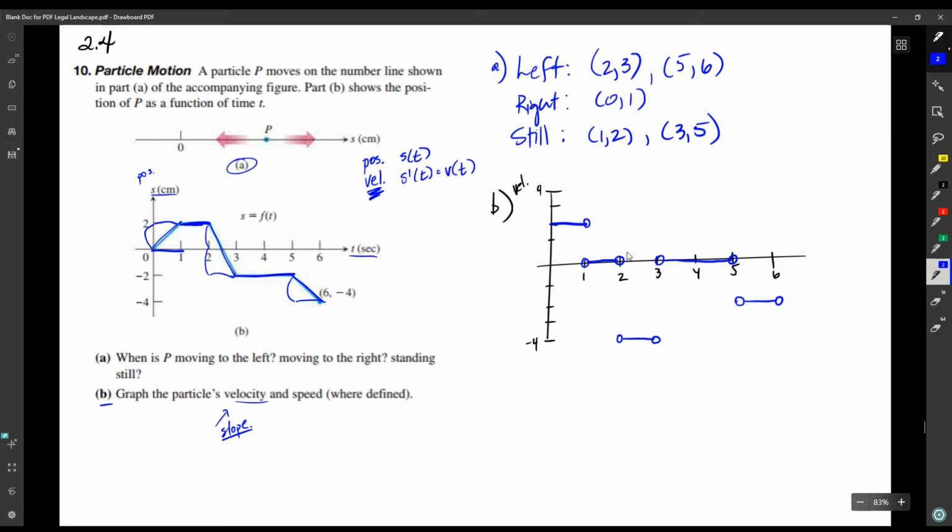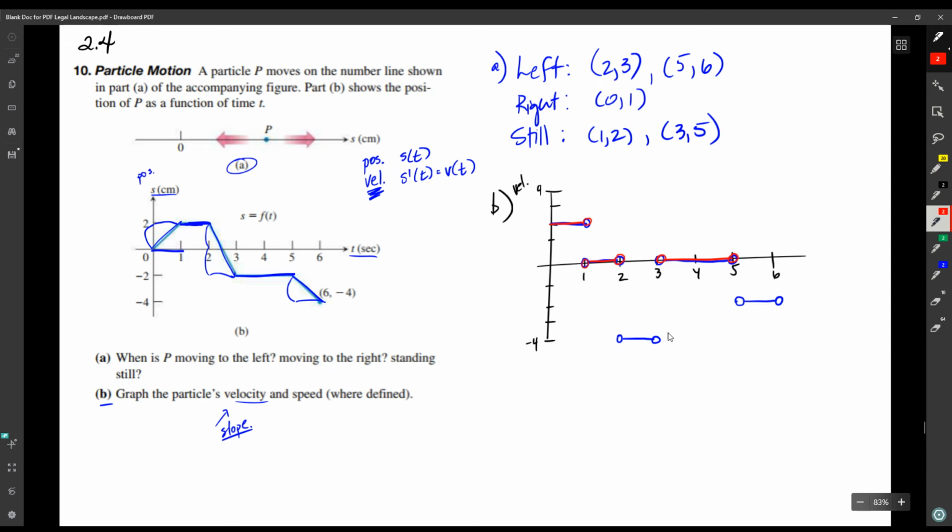Next up, we want to graph speed. And there's only going to be a couple changes here. I'll do speed in red. Speed is the absolute value of velocity. So basically, anything that's 0 or positive is going to remain the same. So those 3 segments I just redrew in red have no change.